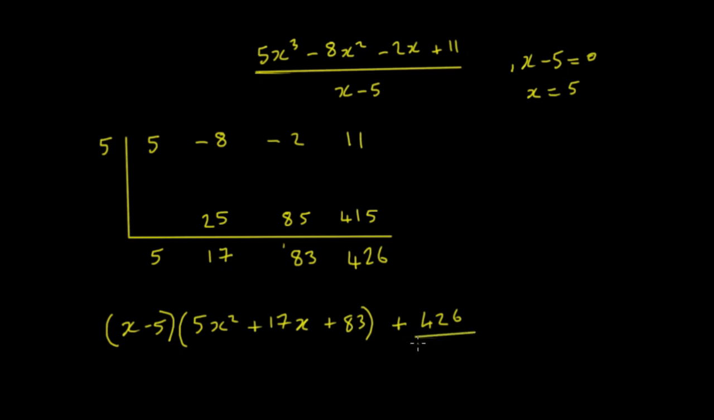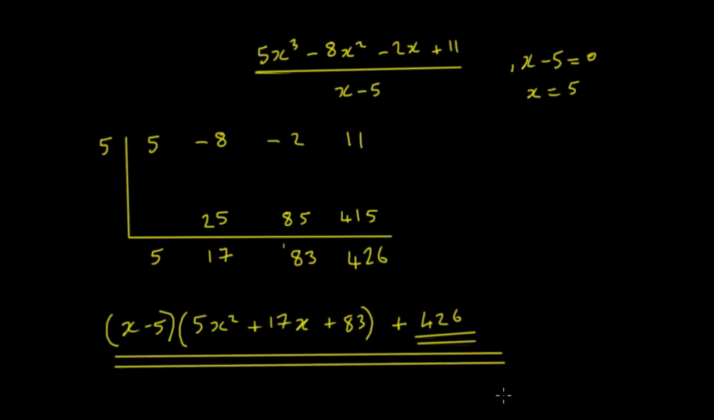And remember, the remainder here is nothing other than the value of 5 placed into the original equation here, so that's going to be f of 5 for this equation. So that's our final answer.